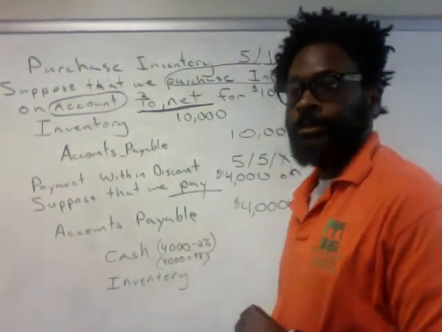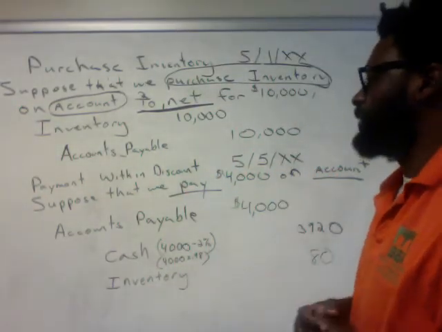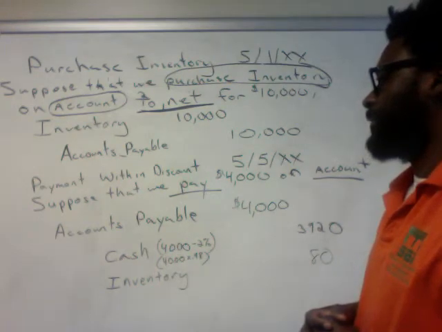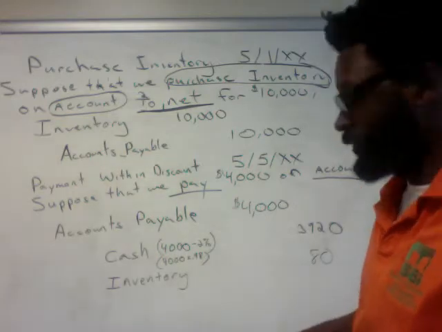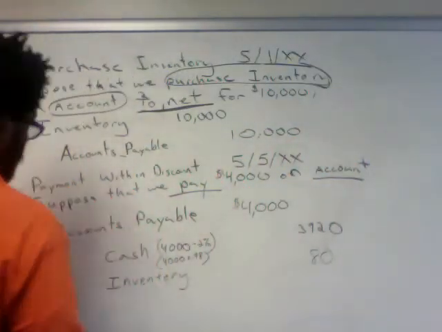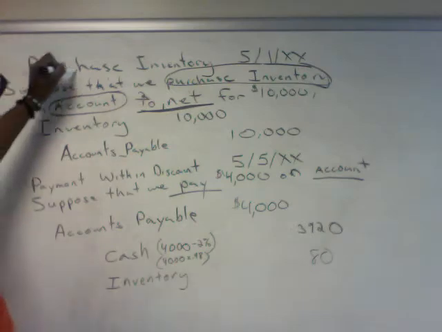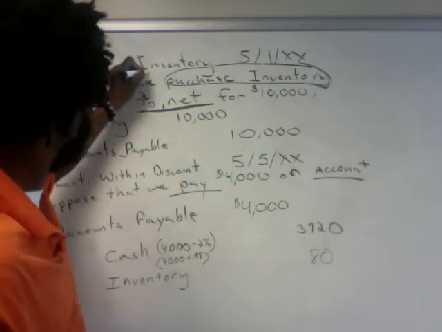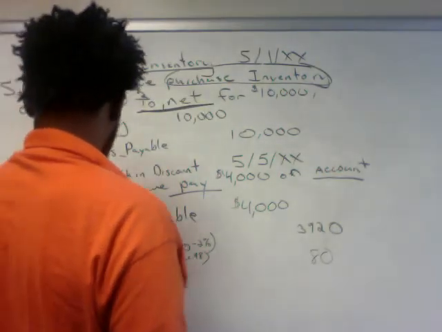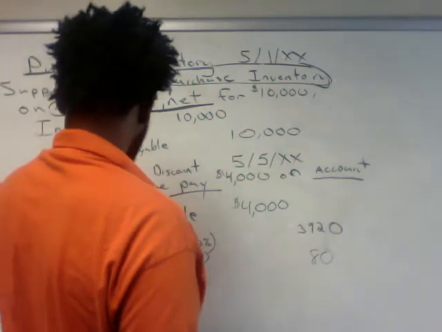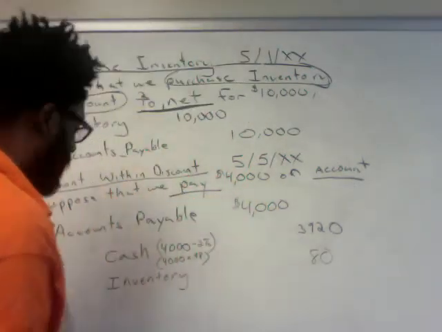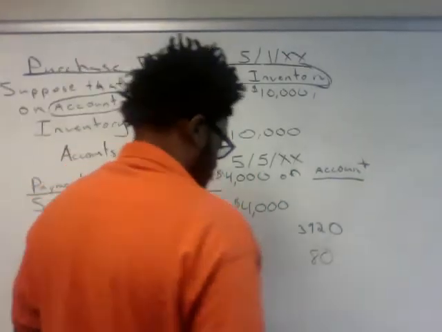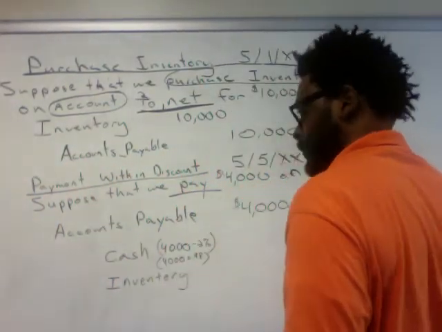So next we're going to take a look at, on a continuation of this problem, let's assume our purchase return. So we dealt with how to purchase inventory, and we dealt with a payment within a discount. And now we're going to talk about a purchase return.